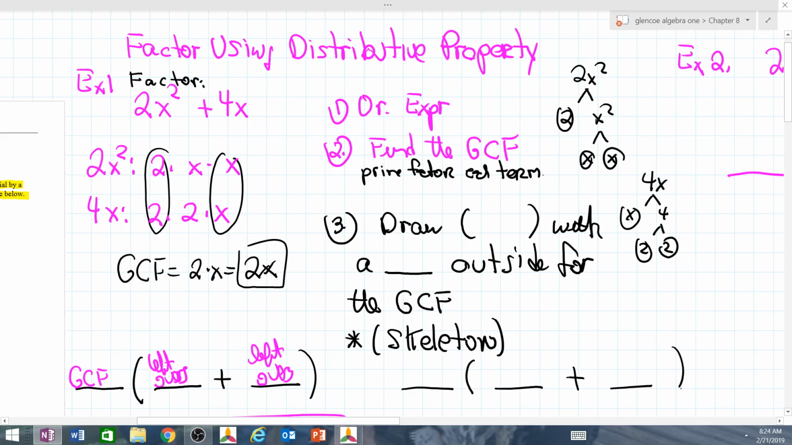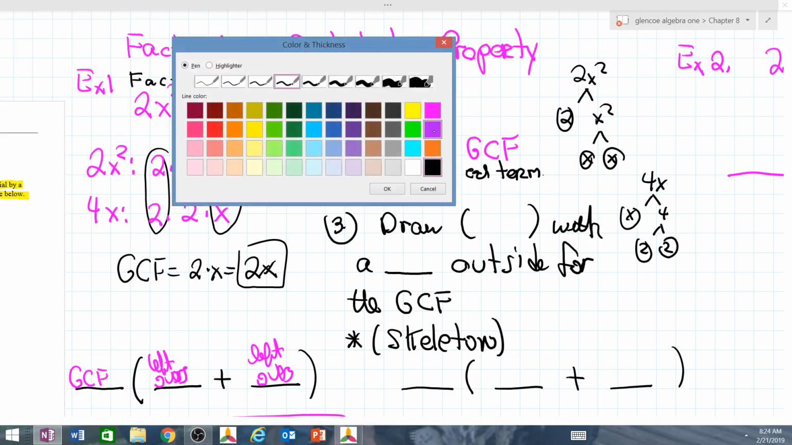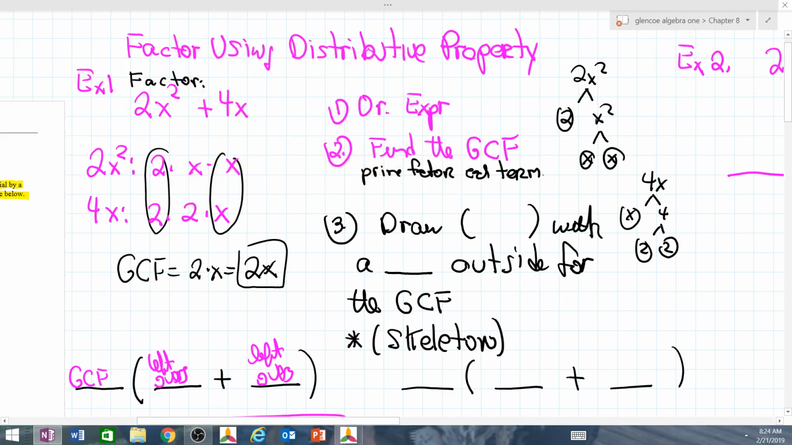Now what did we say went outside of the parentheses? What are we going to put there? The GCF. And we already found the GCF. What is the GCF? The GCF is 2x, so 2x is going to go right here. Now I have to figure out what am I going to put on these 2 blanks.